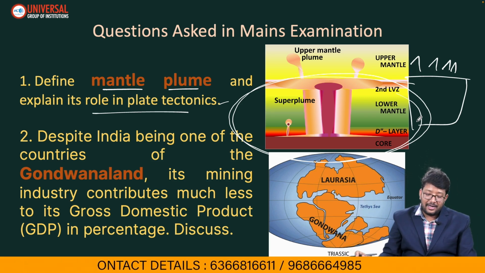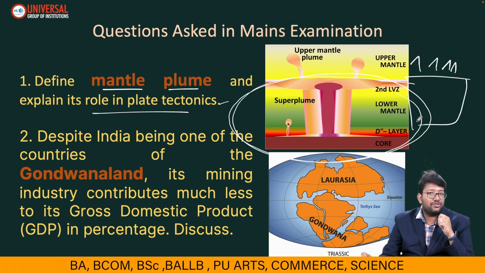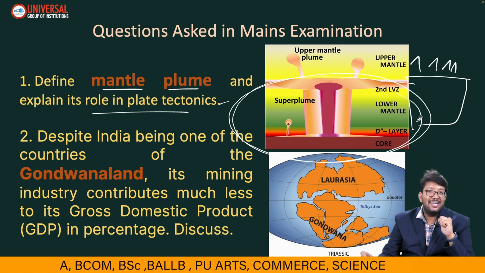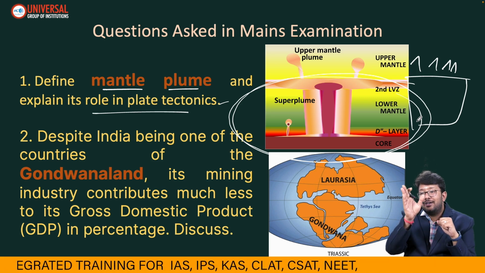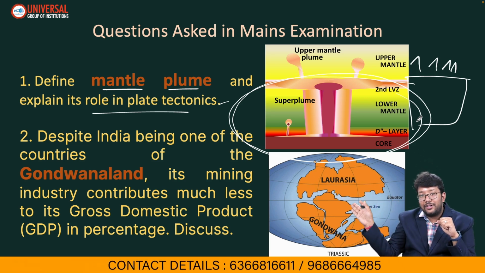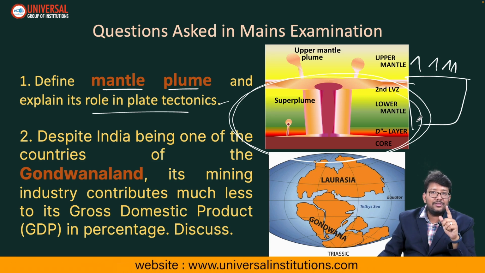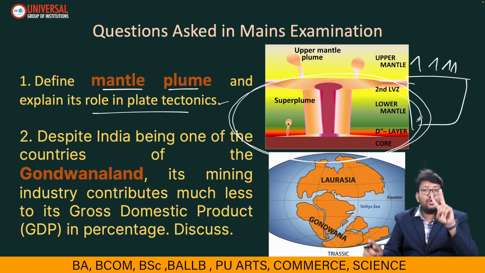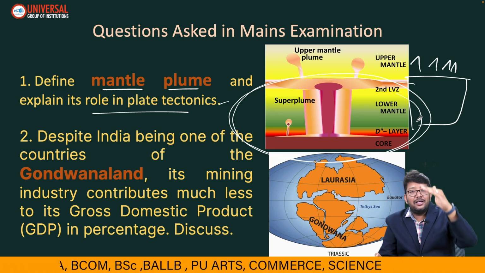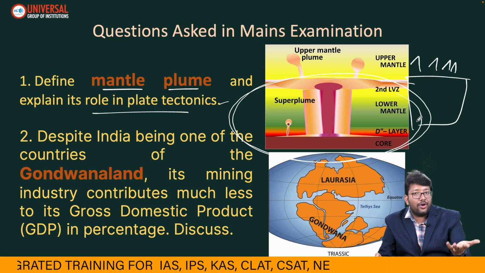And the second question was that despite India being one of the countries of Gondwana land, its mining industry contributes much less to its gross domestic product, GDP, in percentage. See, it is called an interdisciplinary approach. Now they're putting geography, meaning continental drift, with economics. So Gondwana land means when there was one continent called Pangaea, when Pangaea got separated, two lands were formed. The southern was called Gondwana land and the northern was called Angara land or Laurasia.